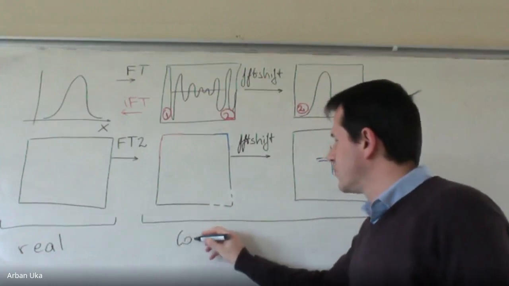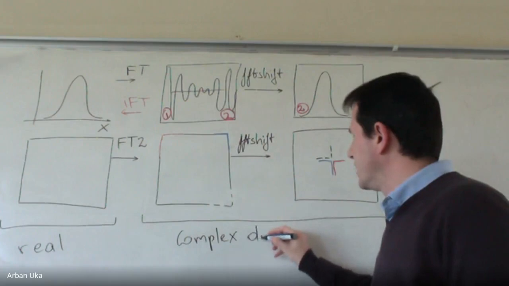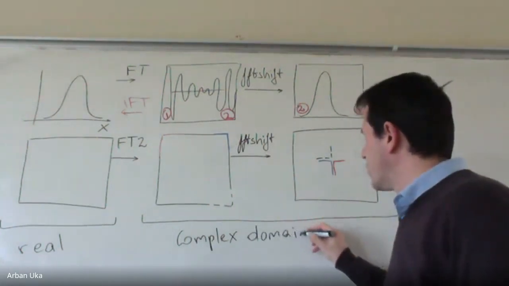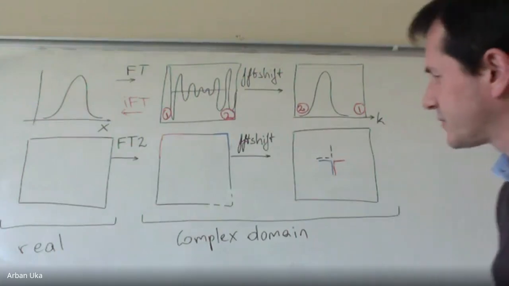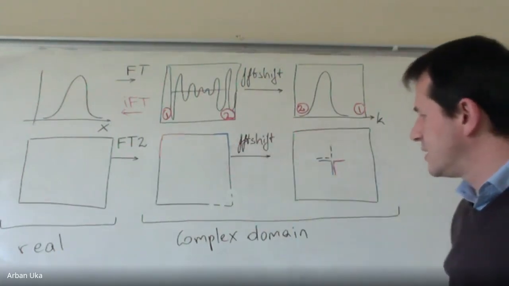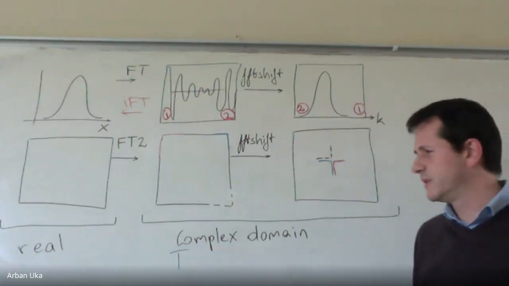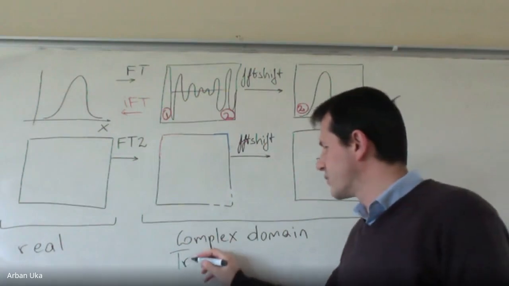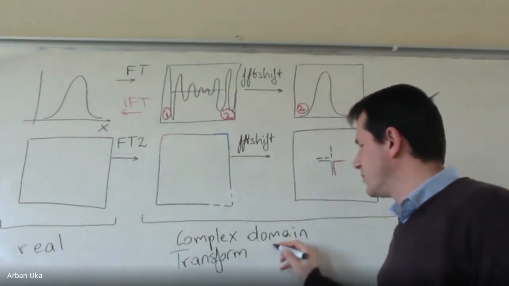So this is the real domain, and this domain here is called the transform domain, or we can call this one the complex domain. Now, this complex domain, using the keyword complex, would be a good choice because the numbers that we have here are all complex numbers. Now, complex domain is just for good reference. Okay? Then we can call this one transform domain.